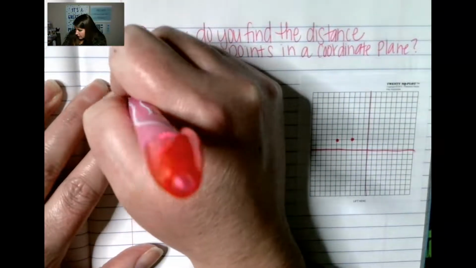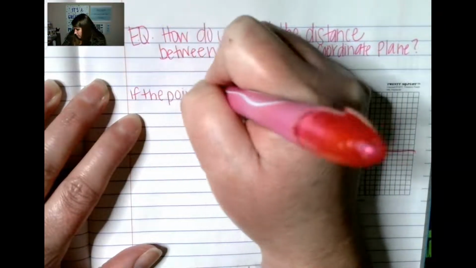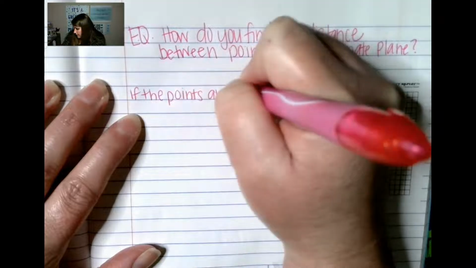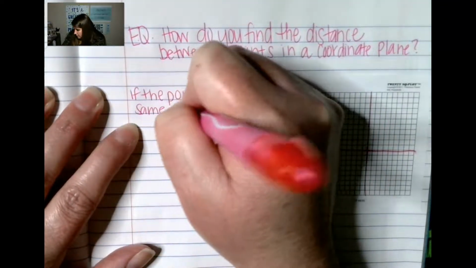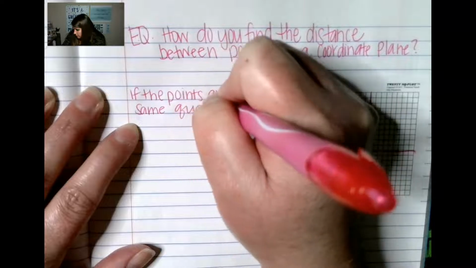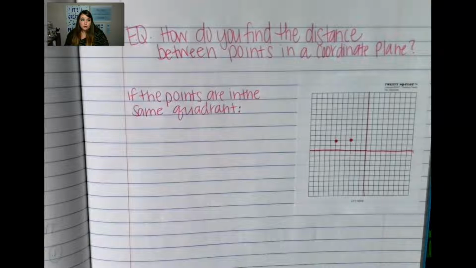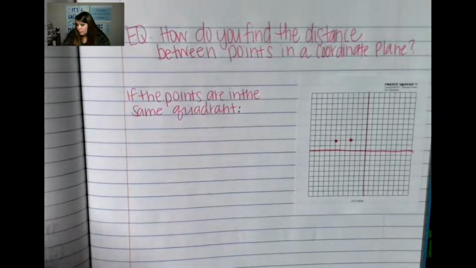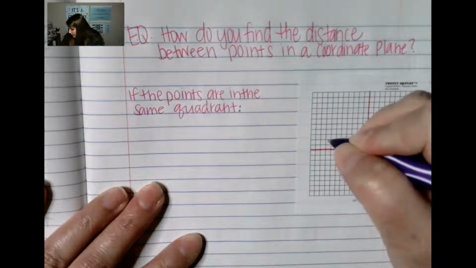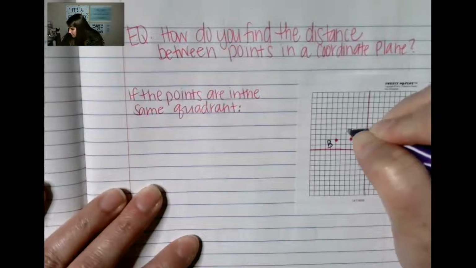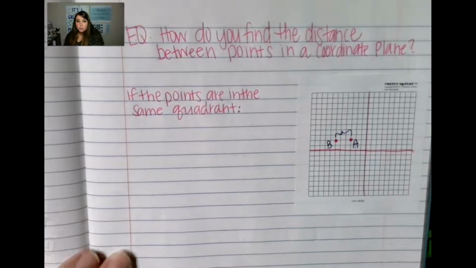So if the points are in the same quadrant, we are going to look at their ordered pairs. So let's talk about what we have going on here. Our first point is A, and the second point is B. And we want to know how far apart are those two dots.